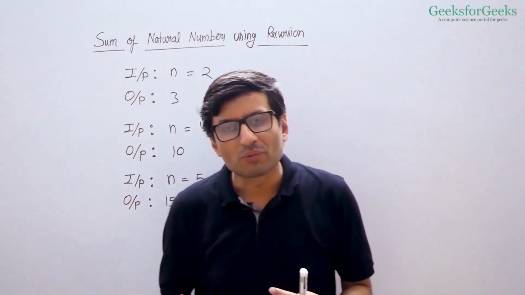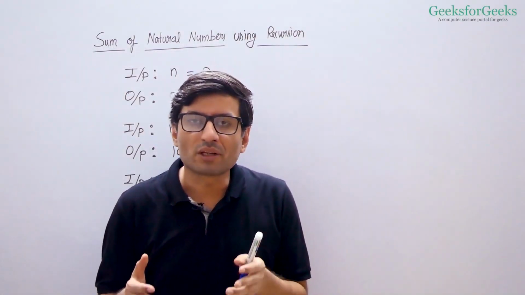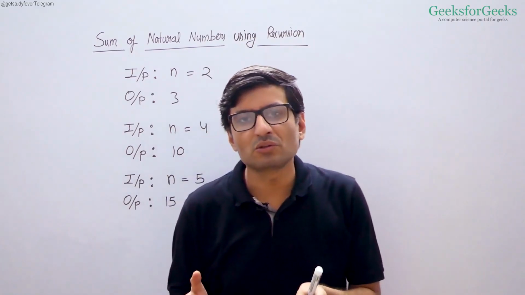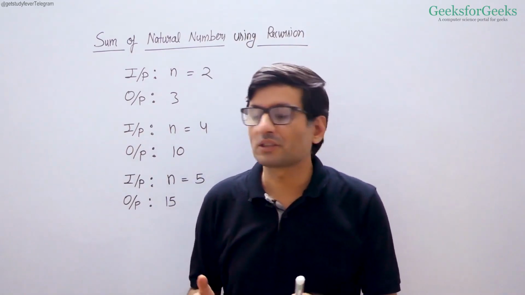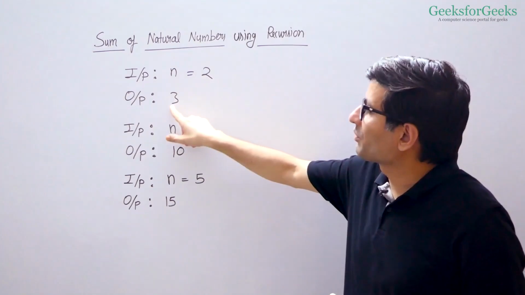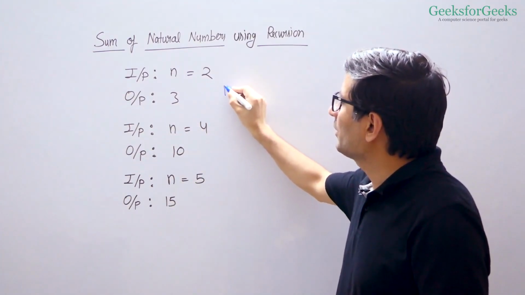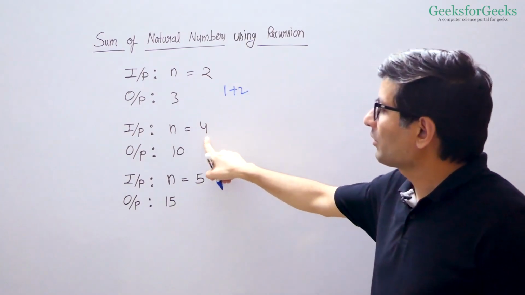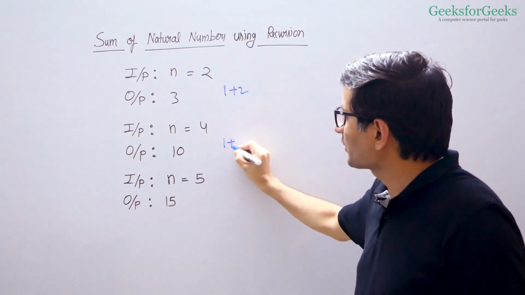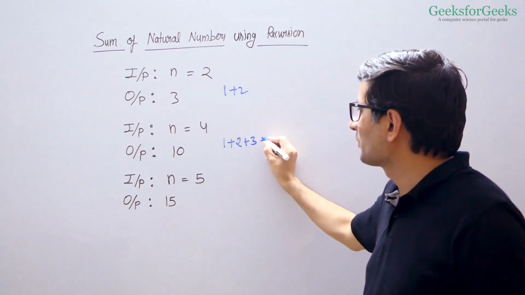Let us talk about this problem. We are given a number n. Our task is to do sum of first n natural numbers. If n is 2, then our output is going to be 3. 3 is sum of first two natural numbers, 1 and 2. If n is 4, we need to return sum of first four natural numbers, 1, 2, 3, 4.